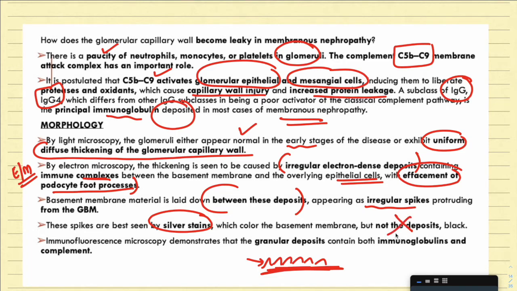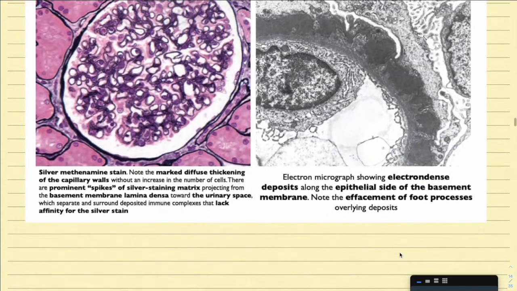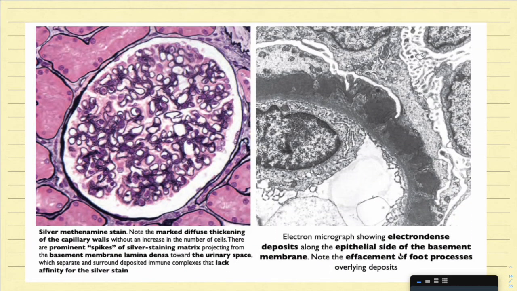By immunofluorescence, as I told you, there will be granular deposits containing both the immunoglobulins as well as the complement. Now we can appreciate this particular diagram. This is the silver methenamine stain. As you can appreciate, there is a diffuse thickening, so this capillary wall has been diffusely thickened.